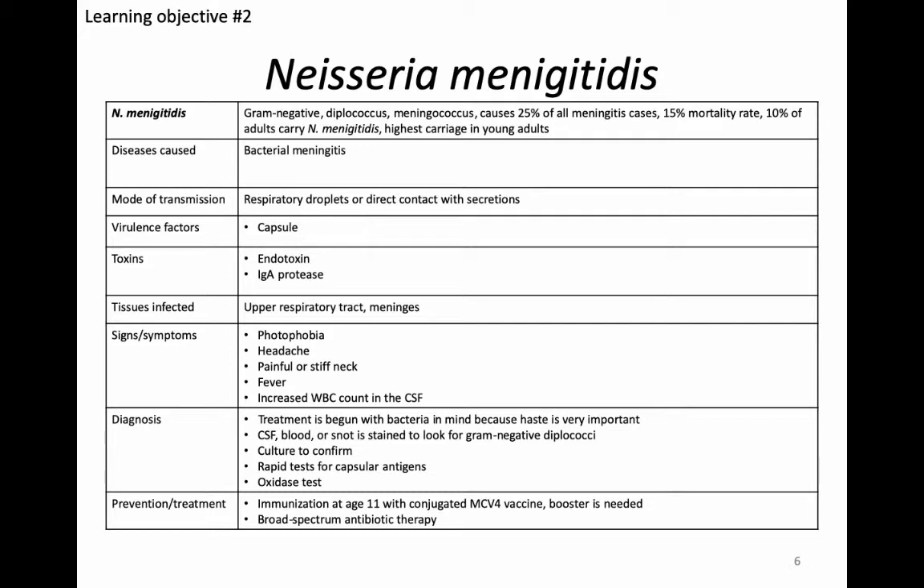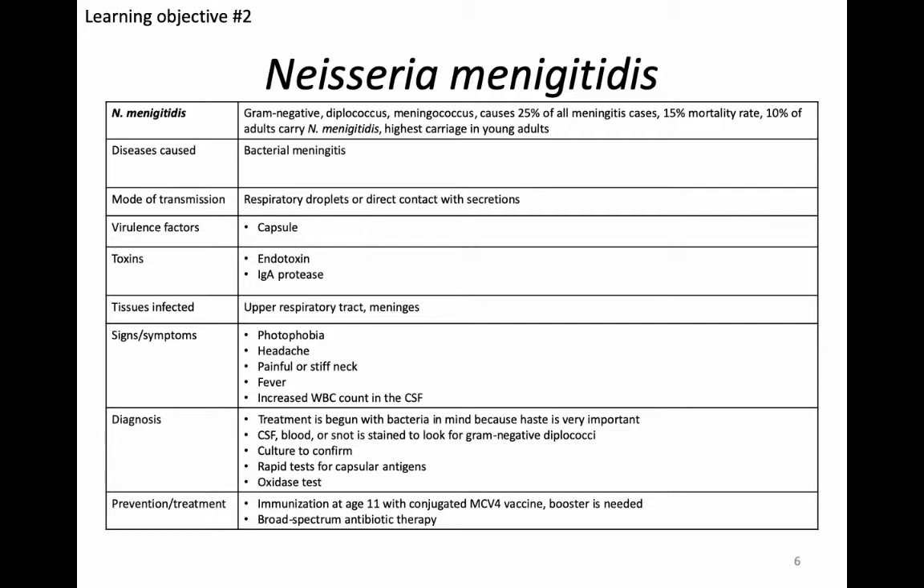With bacterial meningitis, there's a 15% mortality rate. The presence of Neisseria meningitidis can be normal or asymptomatic in 10% of adults, and the highest carriage rate of this bacteria is seen in young adults. Because Neisseria meningitidis does not survive in the environment for very long, its transmission is through respiratory droplets or by direct contact with secretions. Its virulence factors include a capsule, making it difficult for phagocytes to adhere to.